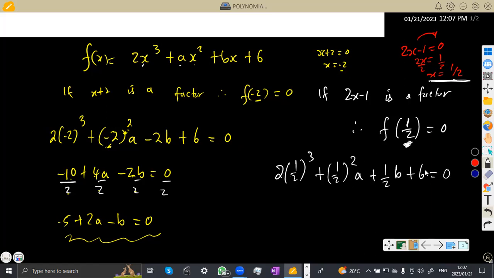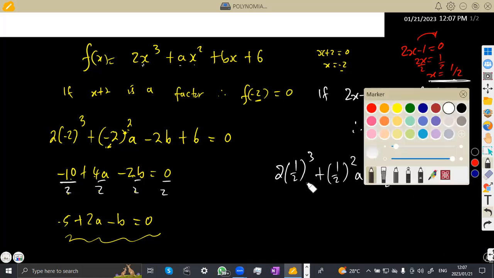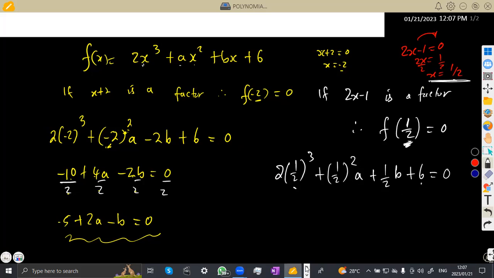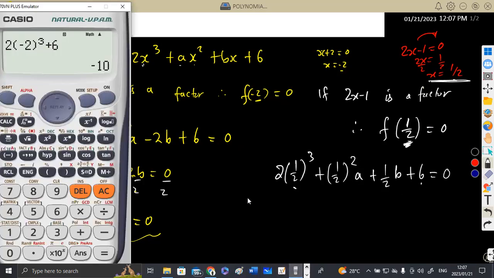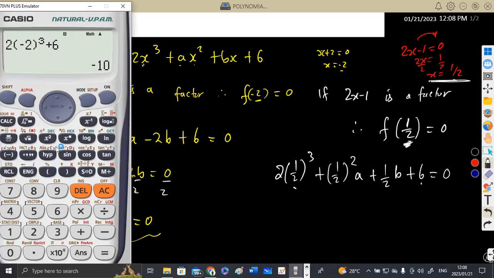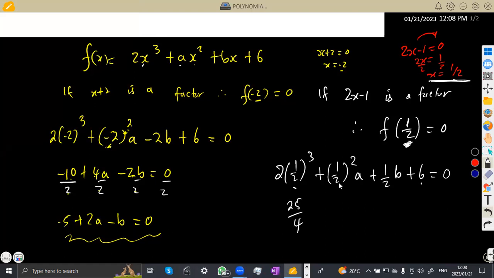So that's it. Just like the previous part, all you need is to simplify this part from your calculator. It's just a matter of changing these values. Let's see what we are going to have here. We are going to substitute a half here, which is 1 over 2. If I substitute 1 over 2, I'm going to obtain 25 over 4. So this will be 25 over 4.